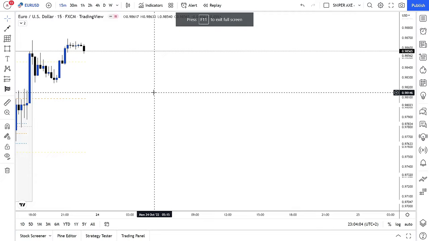Today we're going to learn about the trading session indicator that I actually use in my trading. The forex market is made up of about four trading sessions, of which we mostly focus on three: the Asian session, the London session, and the New York session.